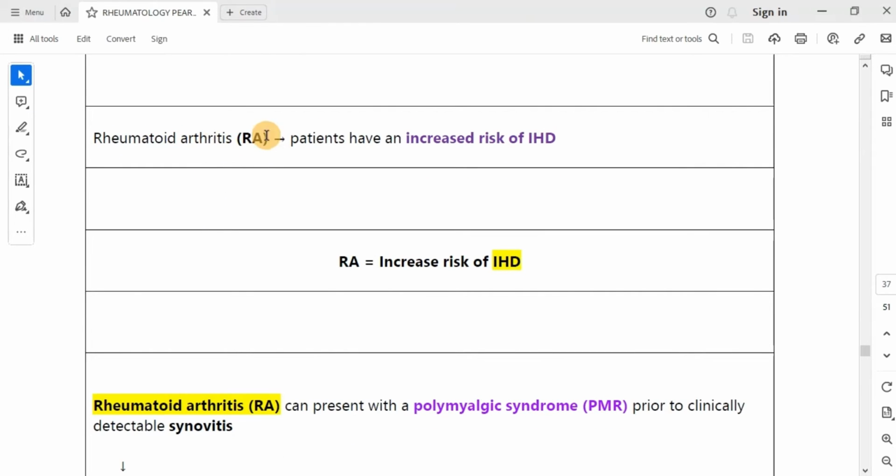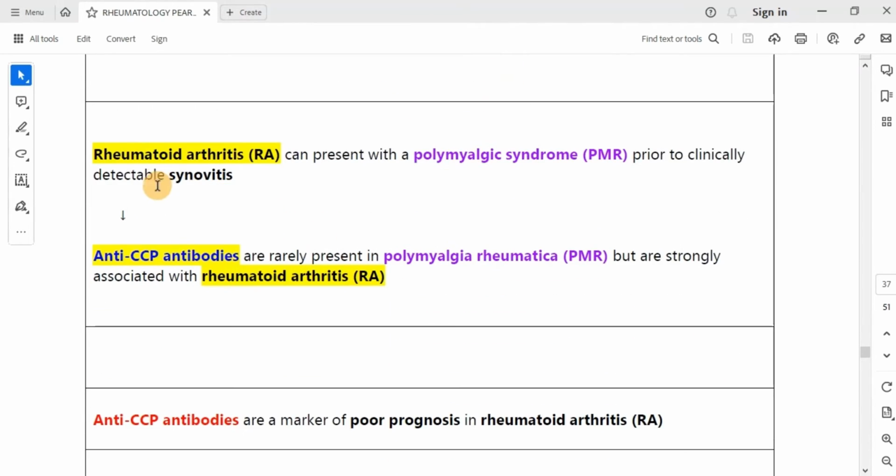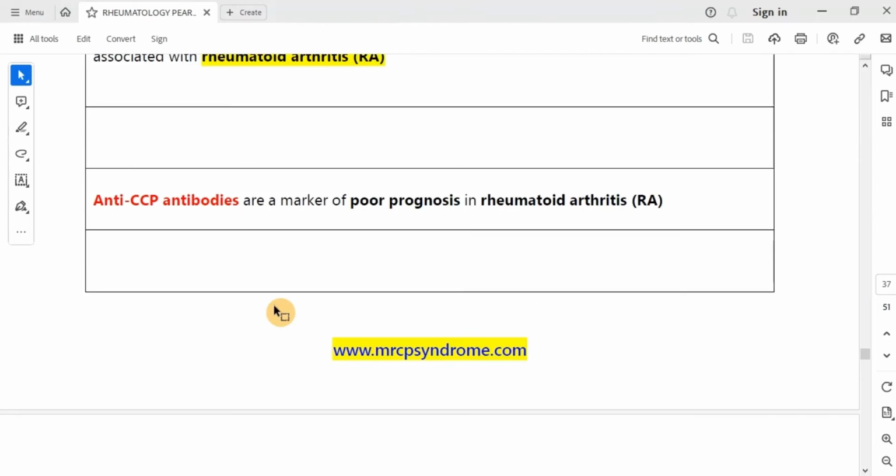A patient with long-standing rheumatoid arthritis has an increased chance of ischemic heart disease and cardiovascular abnormalities. This is the commonest cause of death in patients with rheumatoid arthritis. Rheumatoid arthritis can present with a polymyalgic syndrome, that is PMR, prior to clinically detectable synovitis. Anti-CCP antibodies are rarely present in polymyalgia rheumatica but are strongly associated with rheumatoid arthritis. The presence of anti-CCP antibody in rheumatoid arthritis points towards a poor prognosis, and this is also a criterion for aggressive joint destruction.